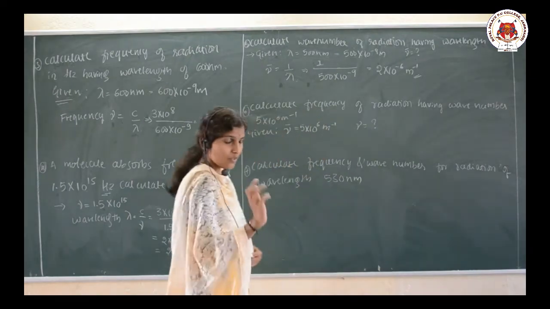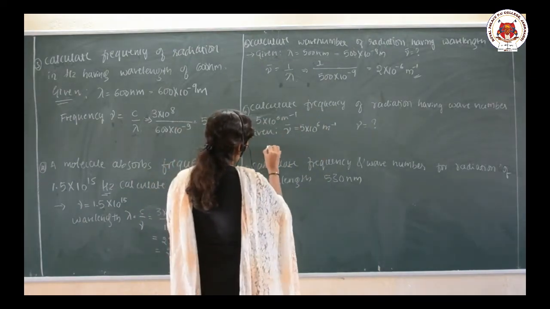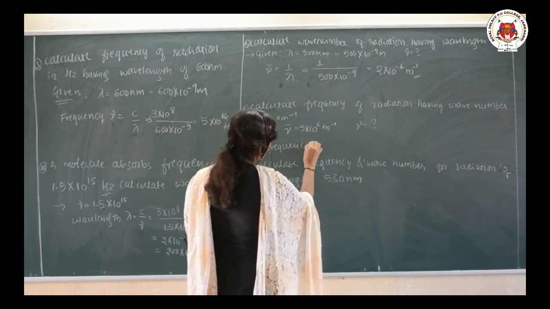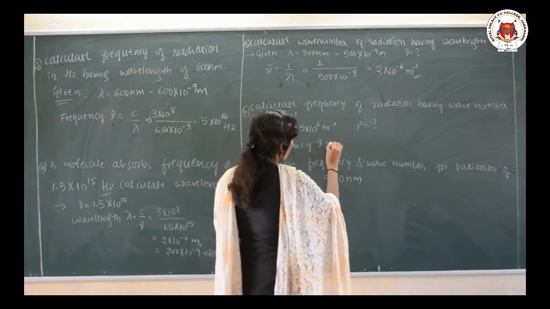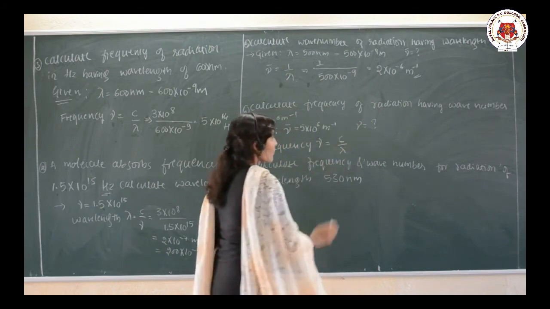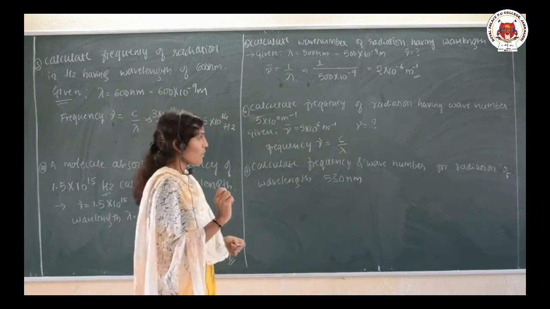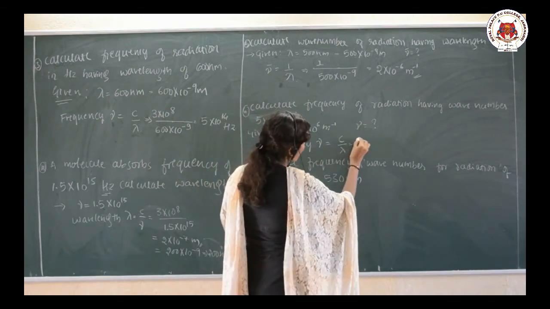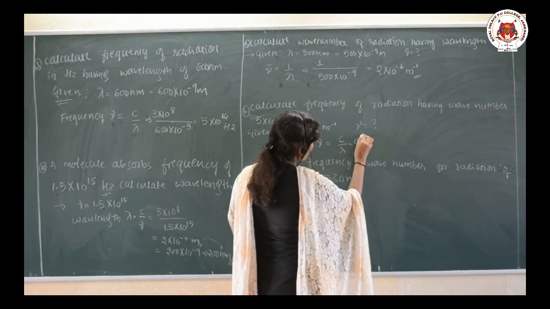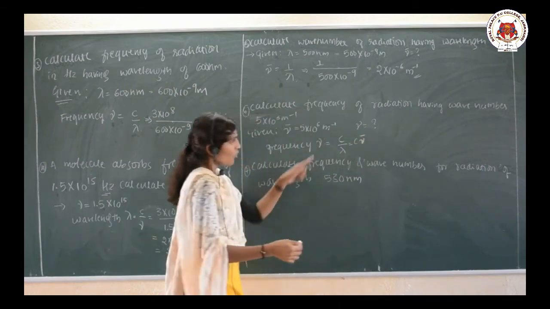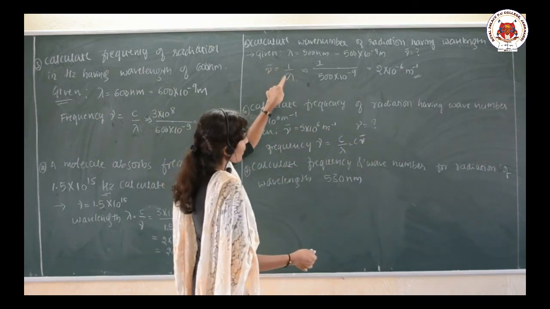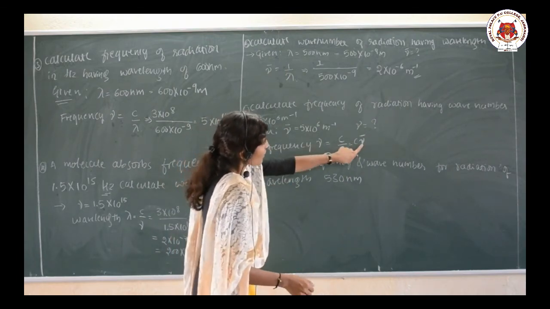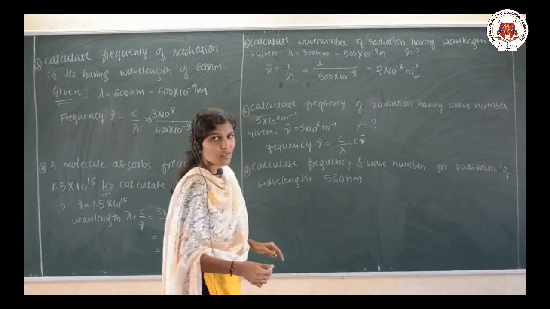Okay. So, here we know that frequency is equal to C by lambda. It is nothing but 1 by lambda, which we can write as the wave number, nu bar. Yes or no? Wave number is 1 by lambda. So, 1 by lambda I will represent as the wave number nu bar, and C is the velocity, as you know.